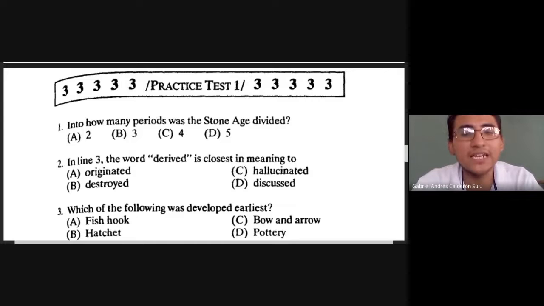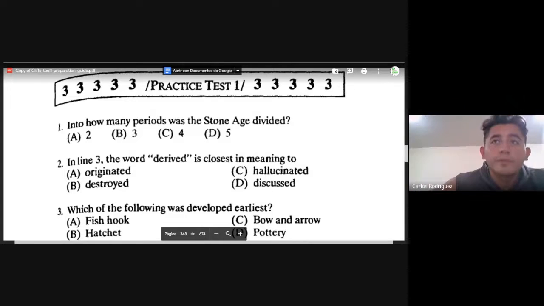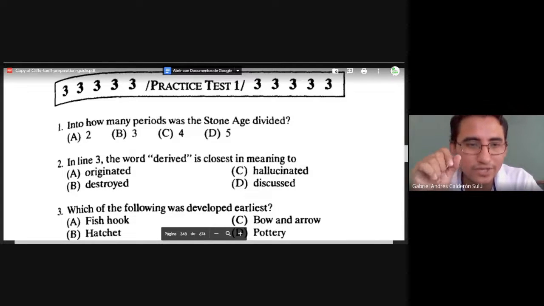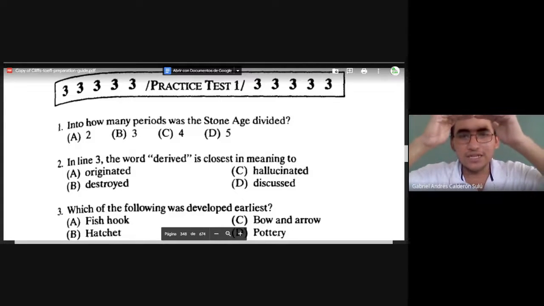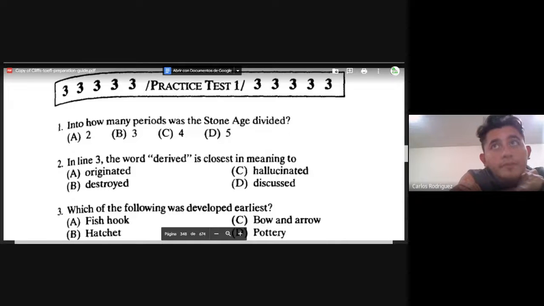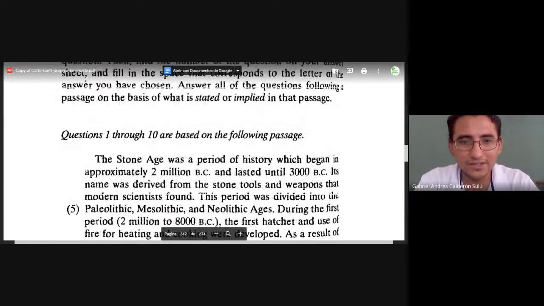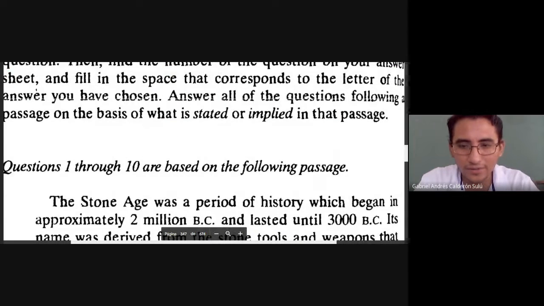Tip number 2, ignore the options. Ignore the options. So don't look for the options. Imagine they are not there. You're going to focus on looking for this information. How many periods was the Stone Age divided? So I'm going to show you the text, and we're going to scan and skim for this information, okay? So I'm going to pass the text, and you quickly have to read, and then you give me an answer, okay? All right, so let's start in 3, 2, 1, and go.